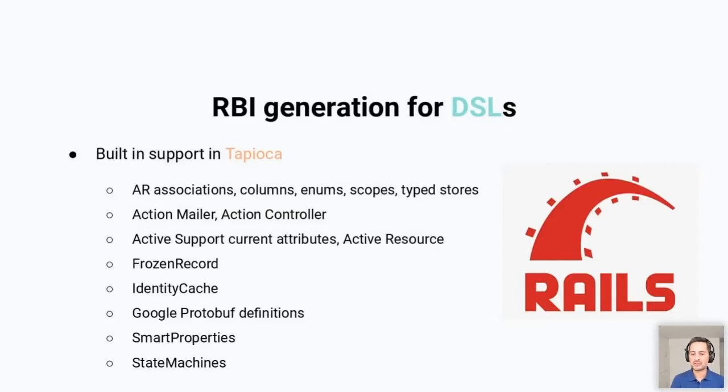So we realized that we can actually generate RBI files to tell Sorbet about the methods that would exist at runtime, the methods that we know will be there. So we built that functionality into Tapioca as well. So that made Tapioca into a Swiss Army knife of RBI generation. So today we have RBI generation for active record associations, action mailer, action controller, almost all DSLs coming from Rails, but also some of the other gems that we use frequently in our code bases. But this is an extensible framework, so you can actually build or write RBI generators that you want for your own project as well.